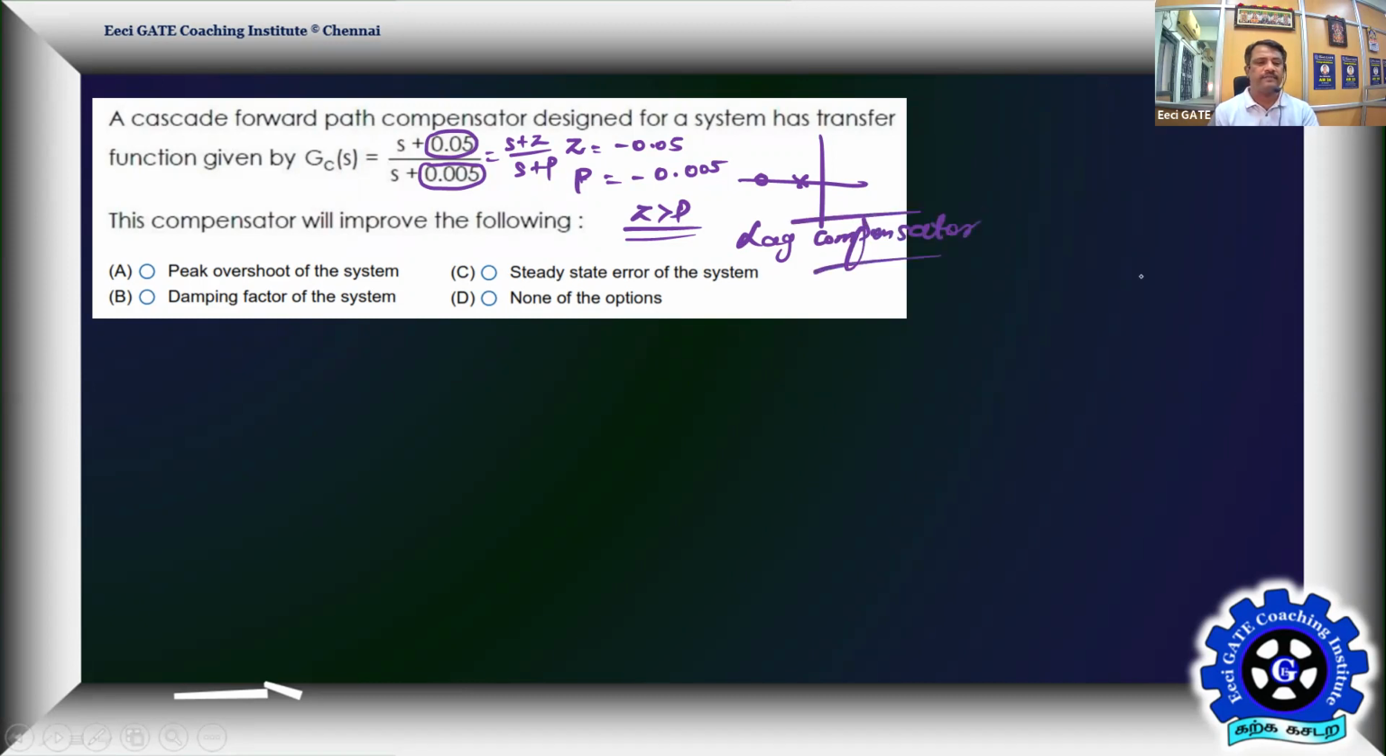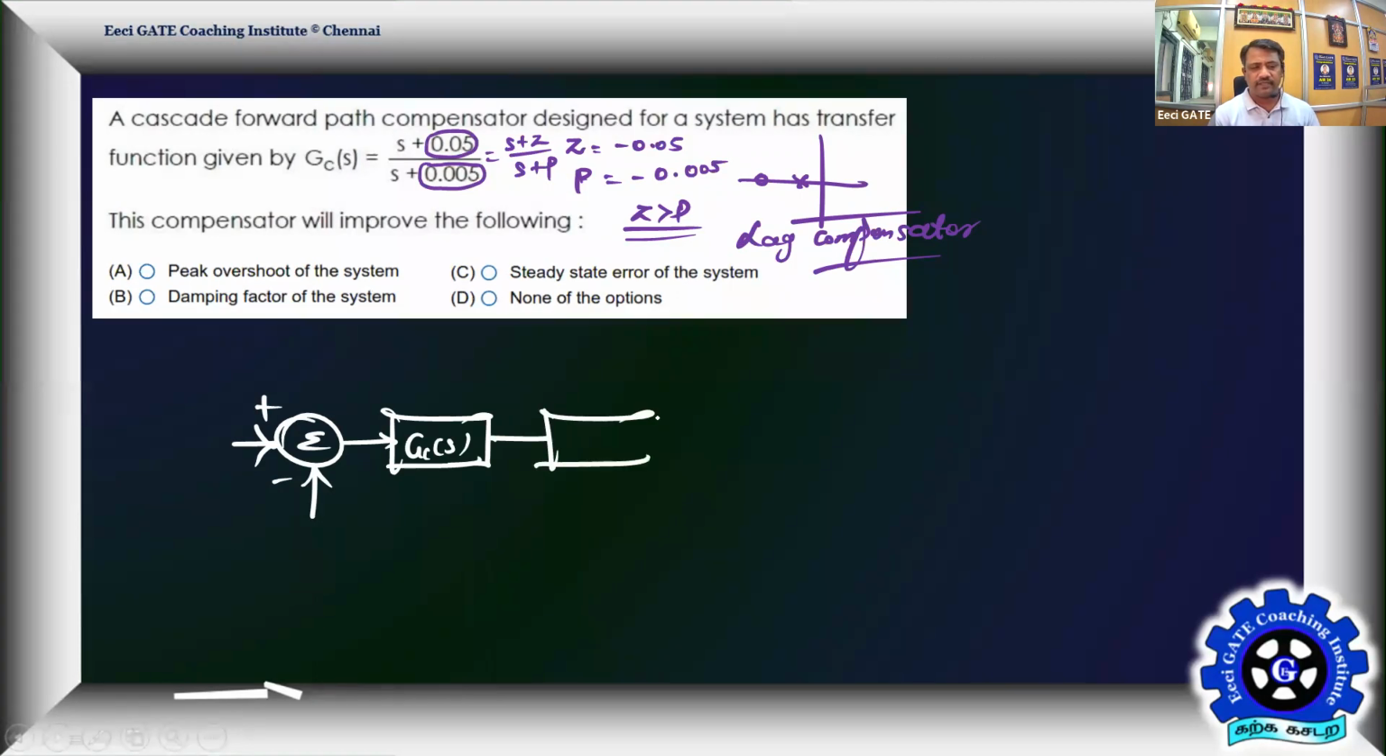Okay, so what will happen if we use this lag compensator? First understand the structure. We have a closed loop control system. Here we have Gc of S, and here we have the transfer function of the plant or the system to be controlled. Let me take it as Gp of S, so that the net forward path I will take as G of S. Assume it's a familiar unity feedback structure. He didn't talk about it, but still, just have a view of a closed loop control system.